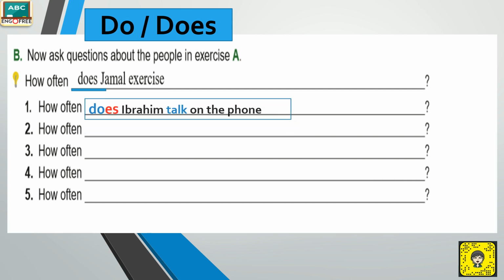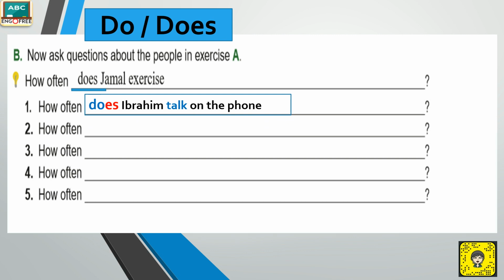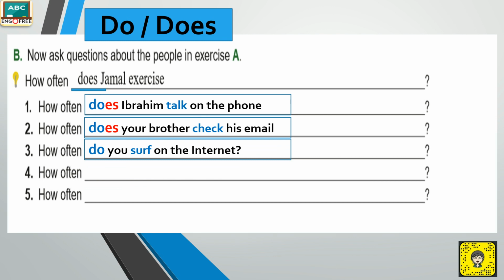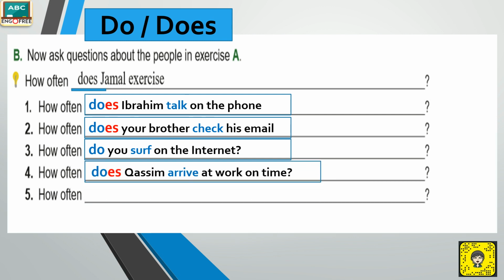Number 1. How often does Ibrahim talk on the phone? Number 2. How often does your brother check his email? Number 3. How often do you surf the net? Number 4. How often does Qasim arrive at work on time? Number 5. How often does Maha drink tea instead of coffee? Okay, notice the verbs in the question. We didn't put S on the verb even though the subject is singular. Why? Because does came in, and I told you to pay attention, if we see does, we don't put S on the verbs.